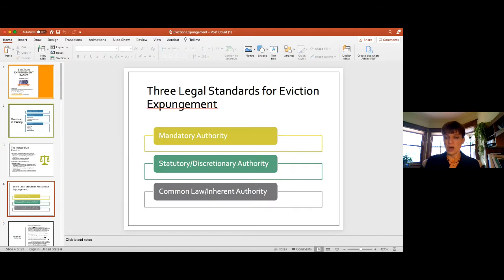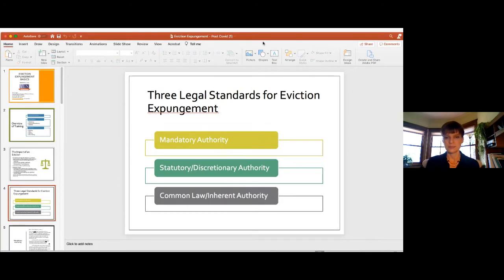And the third standard that we're going to talk about is the standard that comes through the common law. Next slide, please.